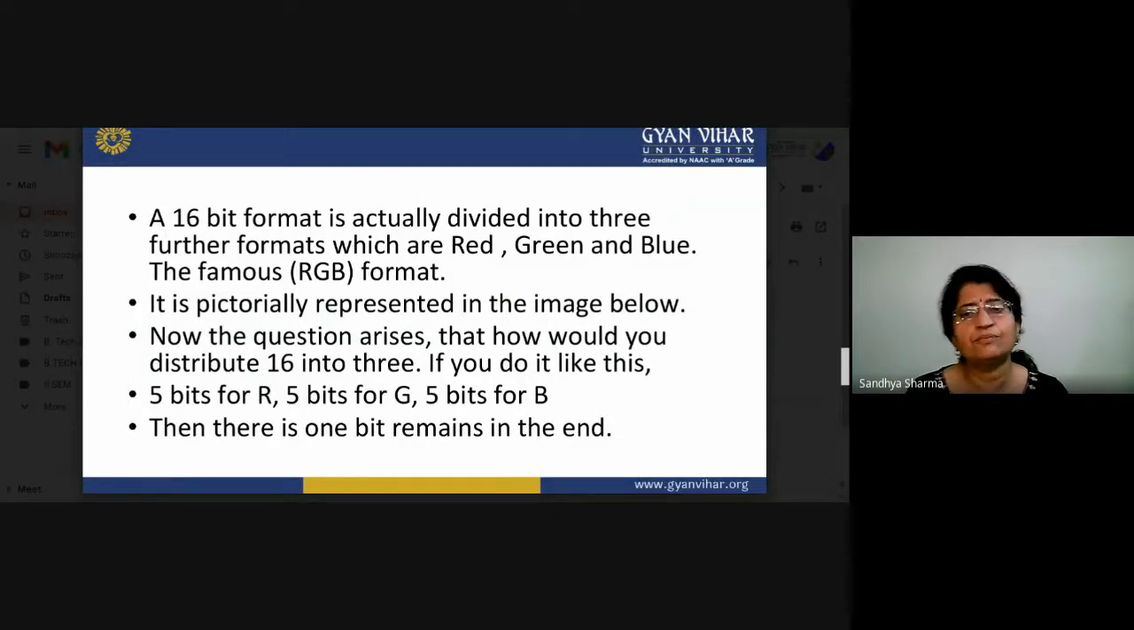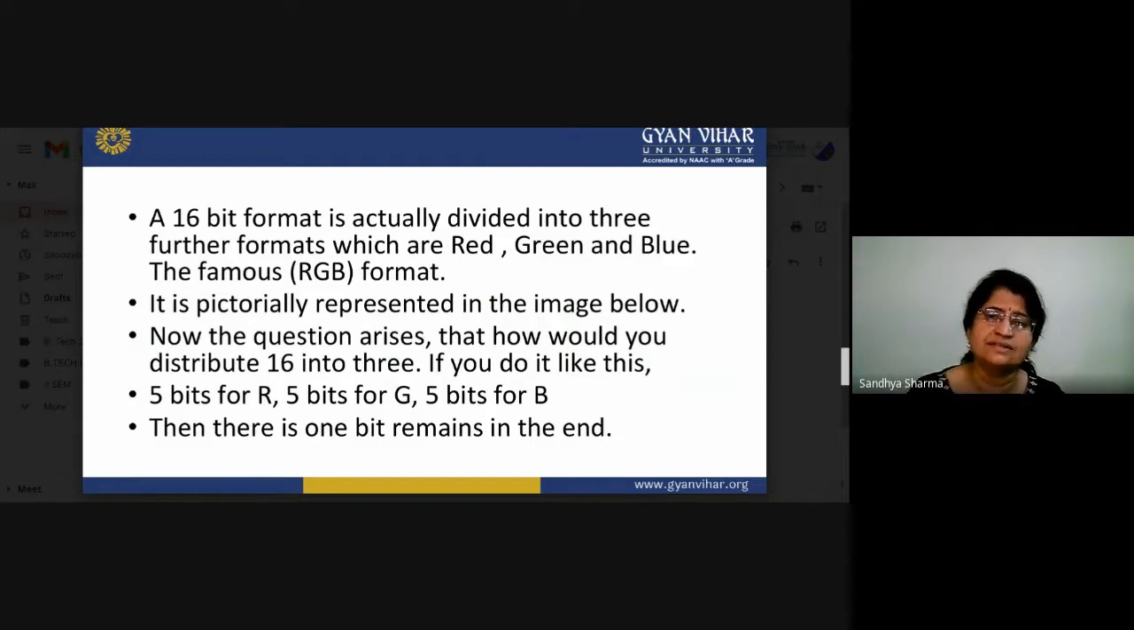So what happens if we are working on the 16-bit format? It is divided again into red, green, and blue. These are the primary colors, as we already know: RGB, red, green, and blue. This 16-bit format is also a famous RGB format. It can be represented pictorially. How would you distribute the 16 bits? Your format is 16-bit and there are three components, so you have to divide it into red, green, and blue.